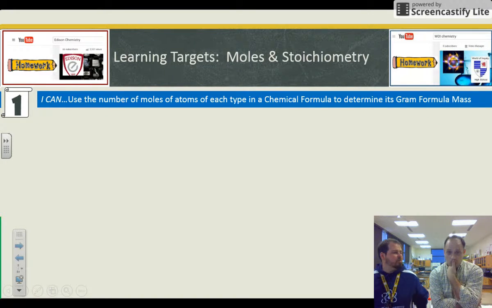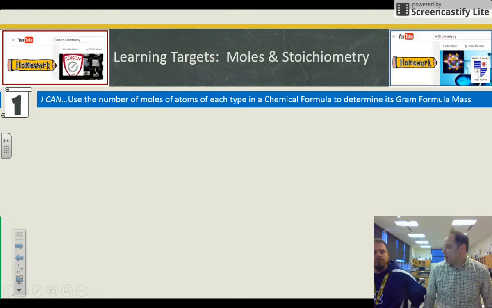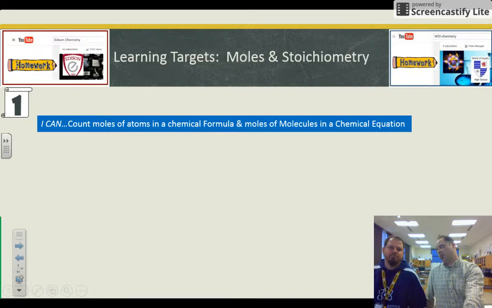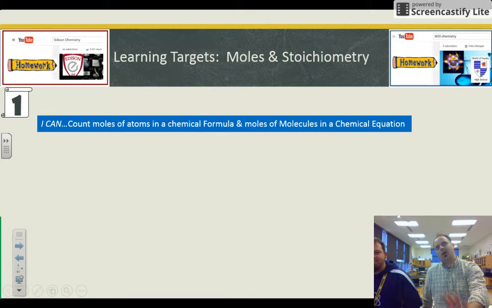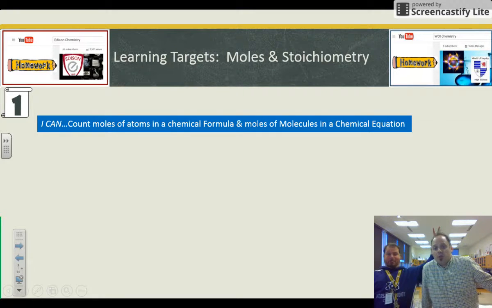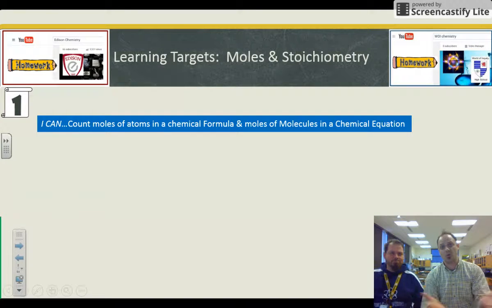On to our learning targets. First one, I can use the number of moles of atoms of each type in a chemical formula to determine its gram formula mass. We'll figure that out. Next one, I'm going to paraphrase here, because good presenters paraphrase. If you're reading every word on the screen, you're wasting time. I can count atoms and moles in a formula and chemical equations. Counting moles of atoms in chemical equations and formulas is mad important.